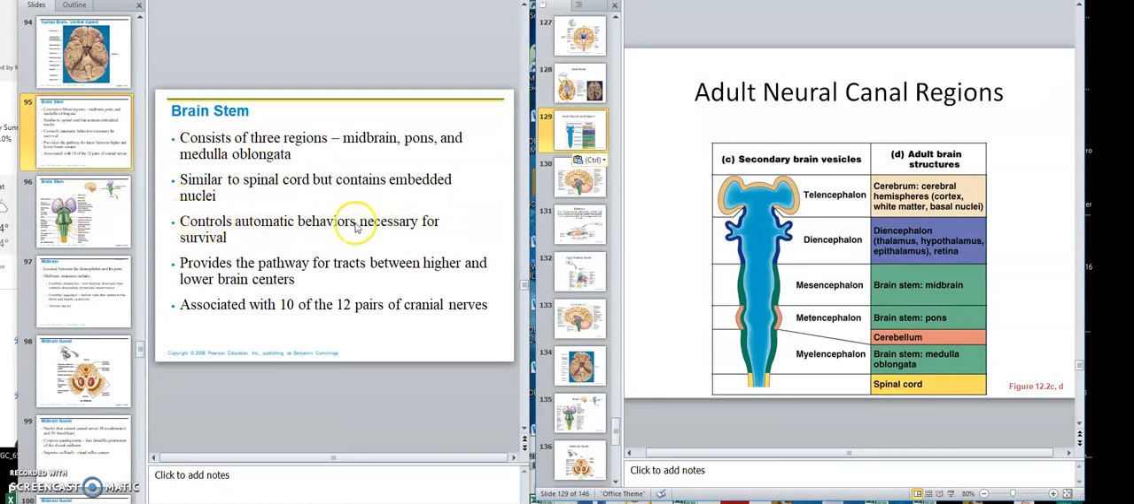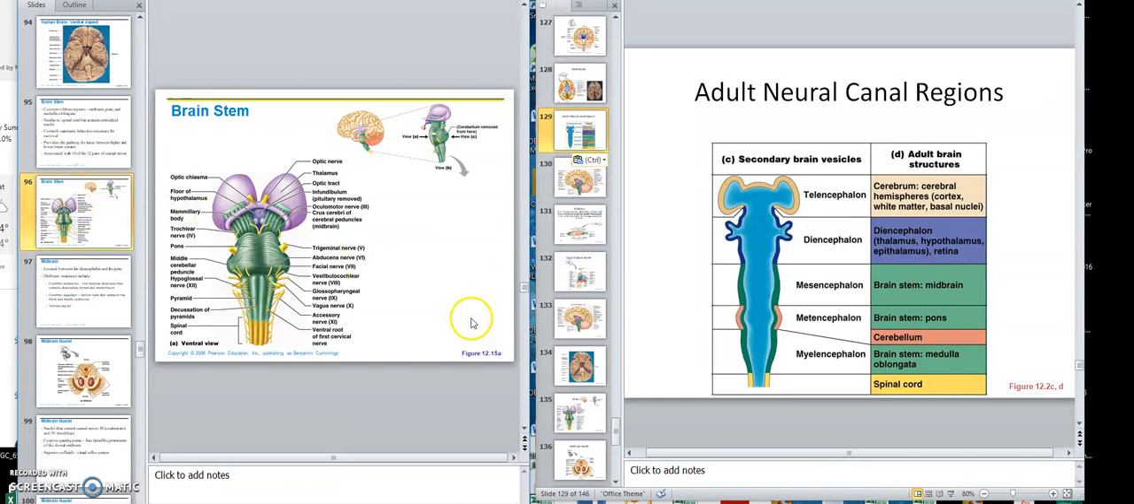Controls automatic behaviors necessary for survival. So when somebody says brainstem function, that's lower level function. Breathing and heartbeat and stuff like that there. Provides pathways for tracts between higher and lower brain centers to the cortex and is associated with some cranial nerves. We'll deal with that later. So here is the brainstem there. That's the brainstem right there. Okay. And pyramids and so forth.